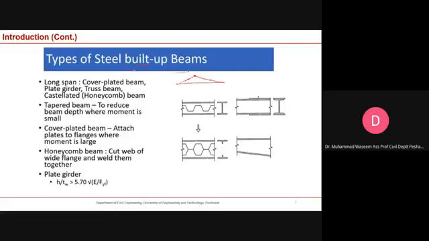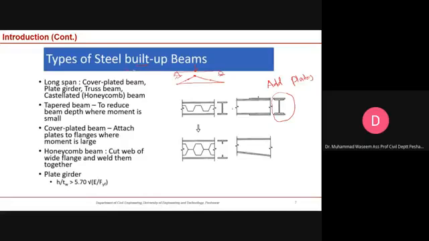If you draw a simply supported beam and you just have a point load, then where the bending moment demand is very high, you can come up with the built up section. You can just add plates to the wide flange section or the hot roll section in order to increase the capacity of the member.